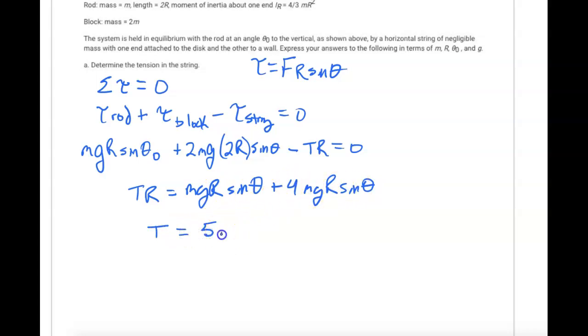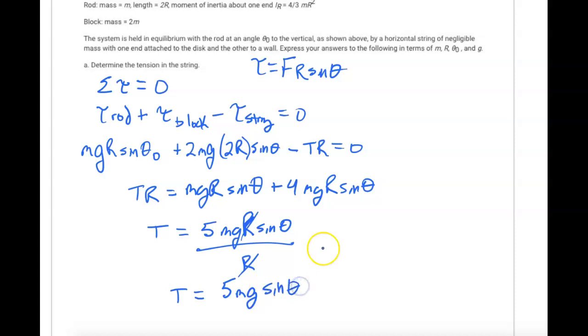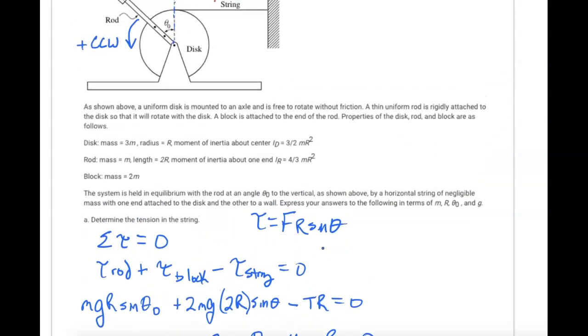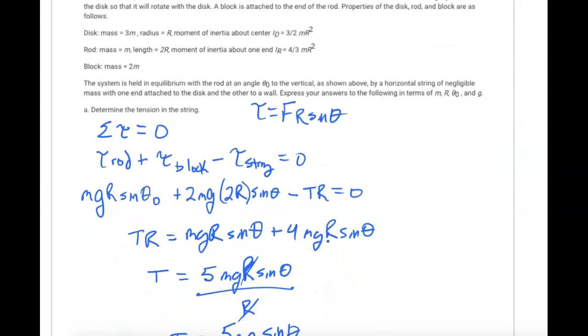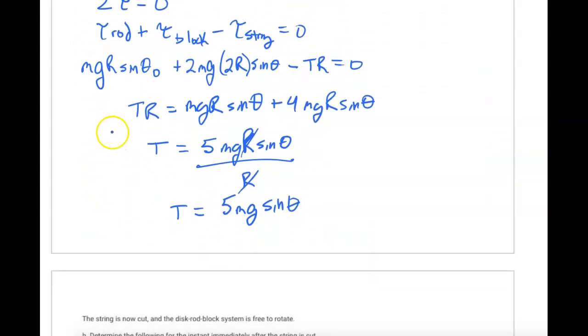So we've got 5mgr sine of the angle, and we're going to divide by r, so our r's cross off, and the tension in that string is now equal to 5 times mg sine of the angle, which is really interesting because we're not worried about the radius anymore. The radius is gone, and we're just worried about 5 times the weight, times the sine of the angle, and that is the tension.